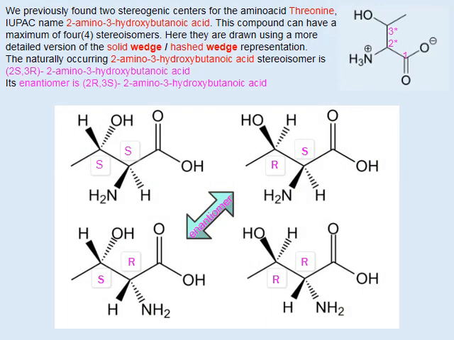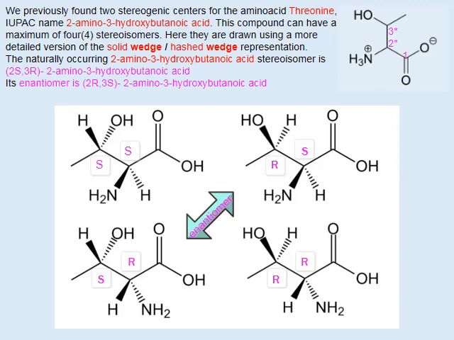We previously found 2 chiral centers for the amino acid threonine. The IUPAC name for this compound is 2-amino-3-hydroxybutanoic acid. With 2 chiral centers, this compound can have a maximum of 4 stereoisomers. Here they are drawn using a more detailed version of the solid wedge and hashed wedge representation.